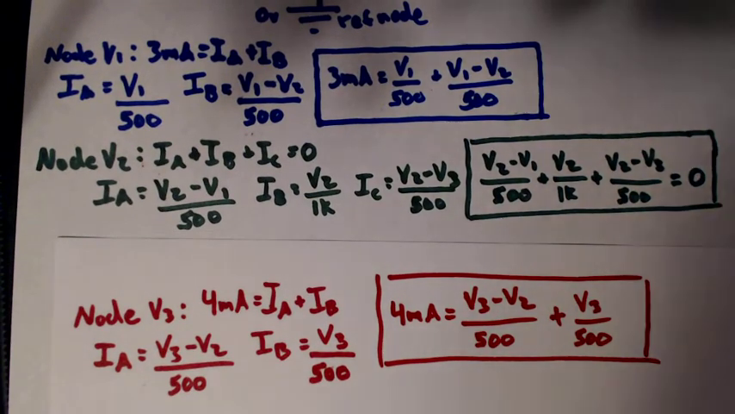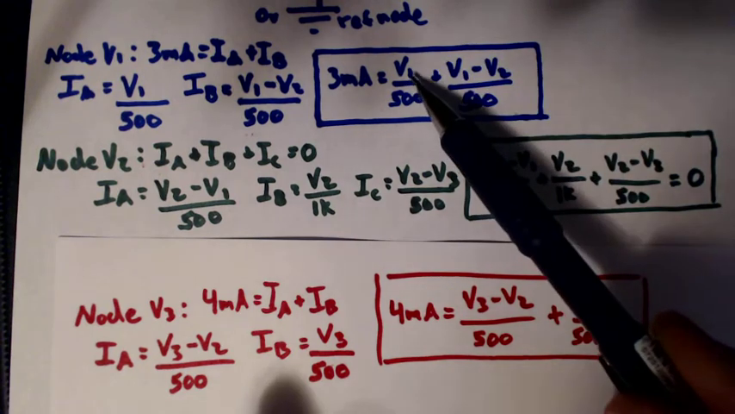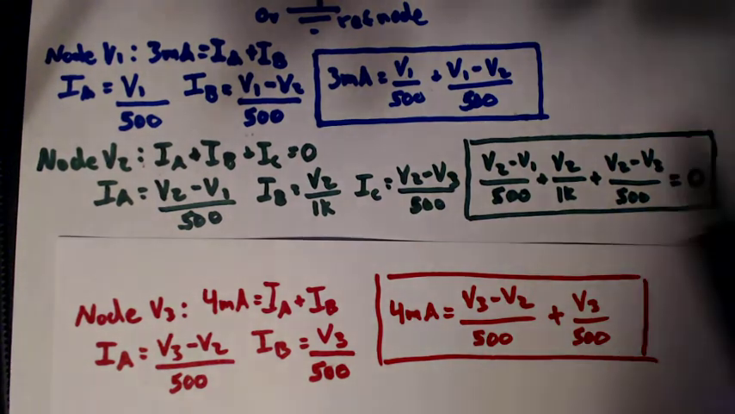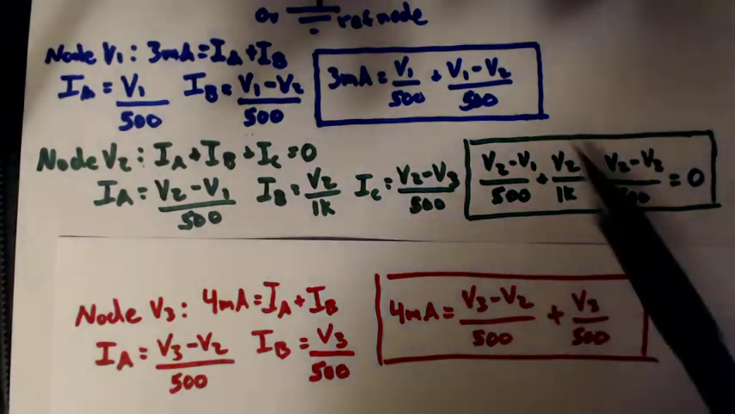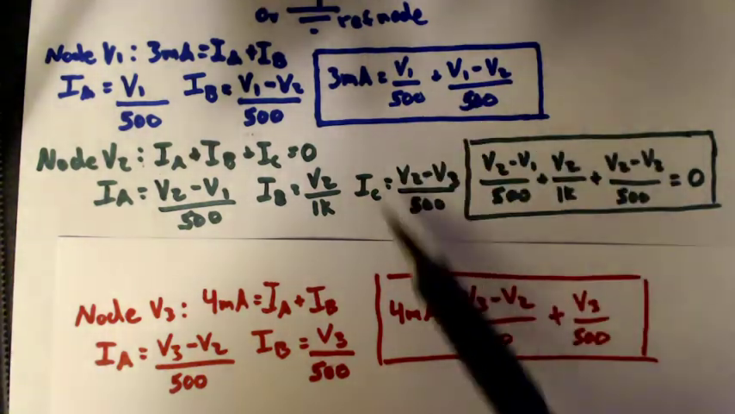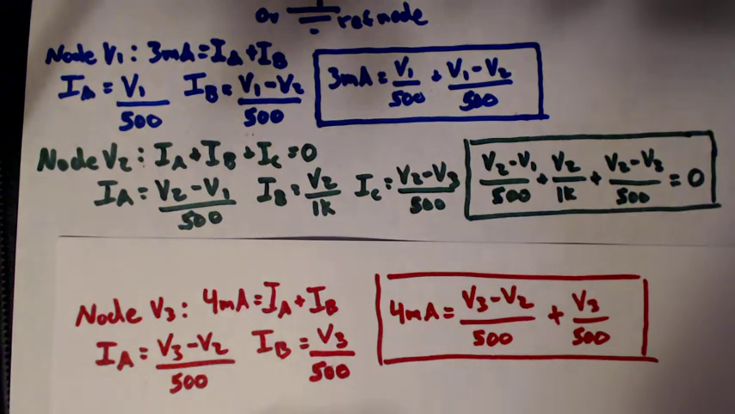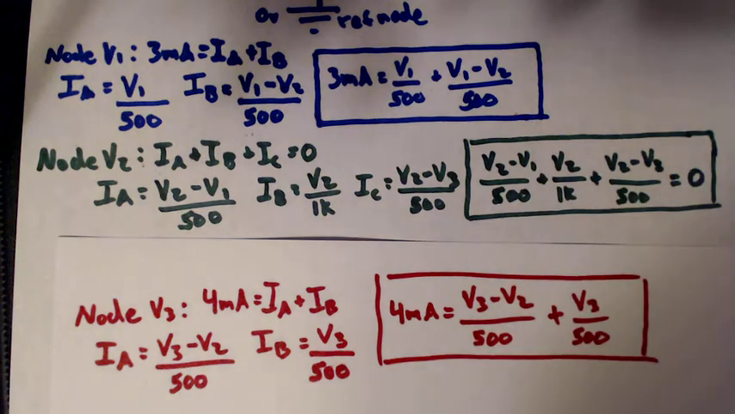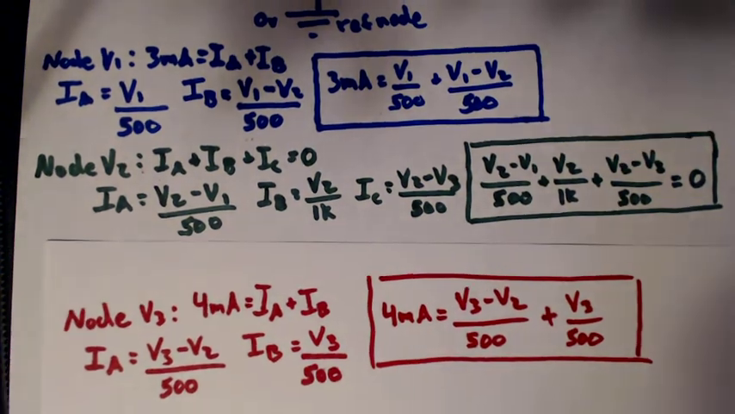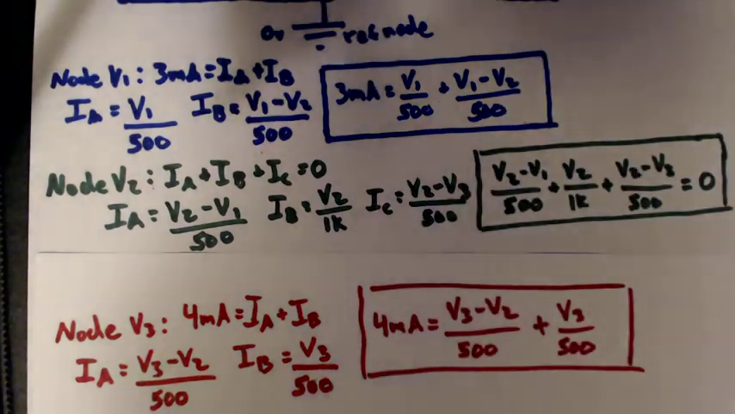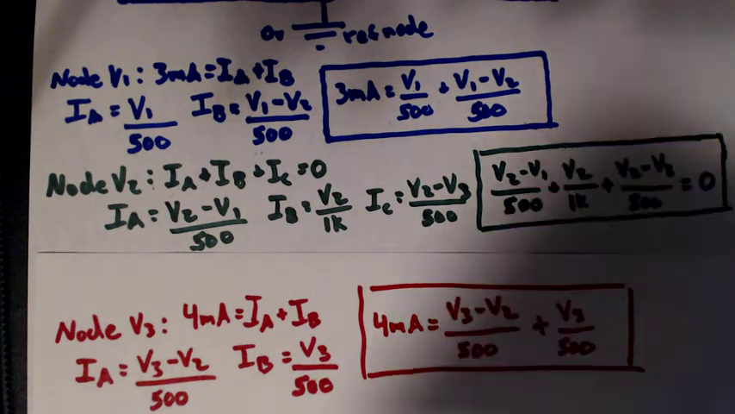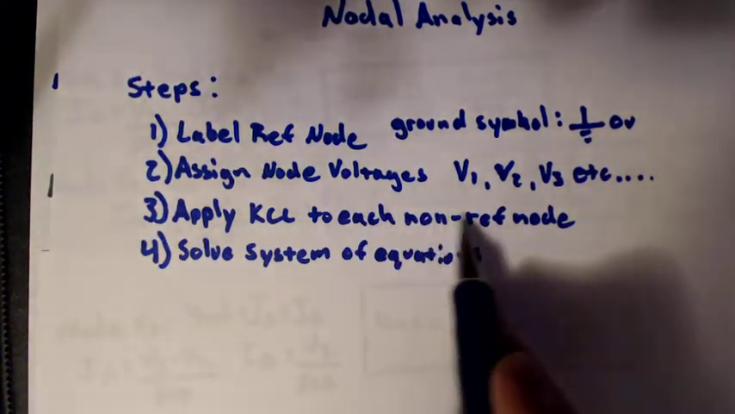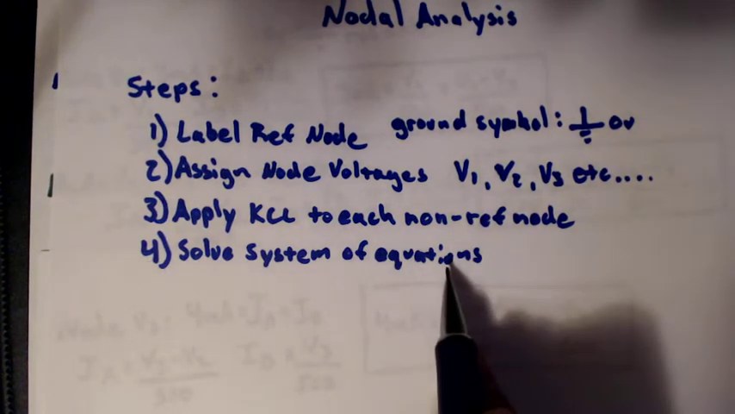Okay, so once we're done, notice what we have here. We have three expressions, three equations, and we have three unknowns, V1, V2, and V3. Everything else is in terms of values that we already had. So all we have to do now is go on to our last step for nodal analysis. We just finished up step 3. All we got to do now is solve the system of equations.